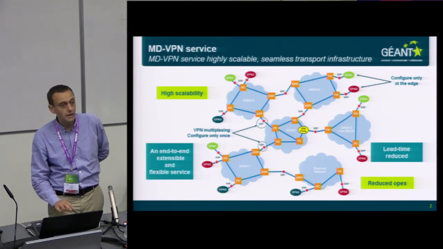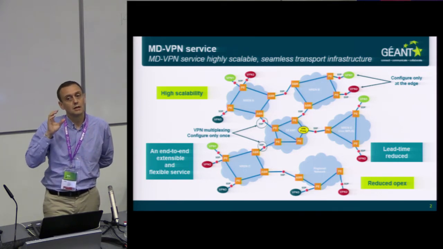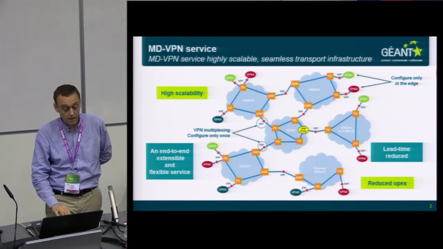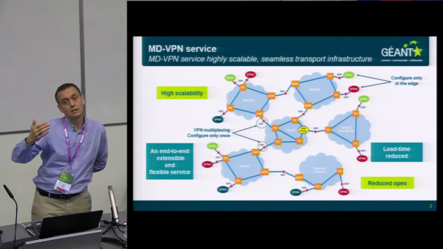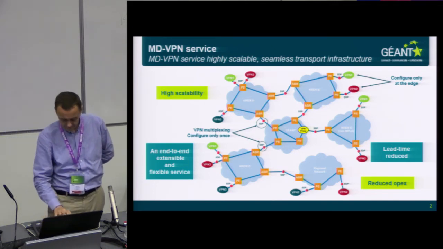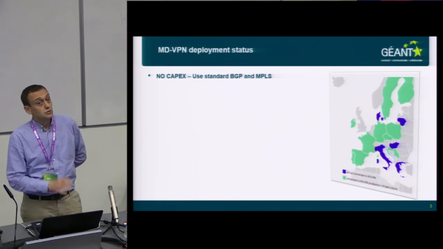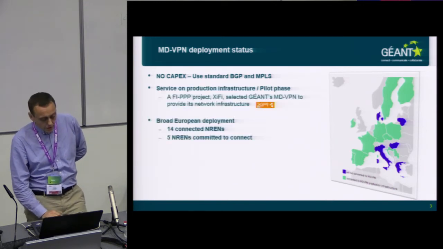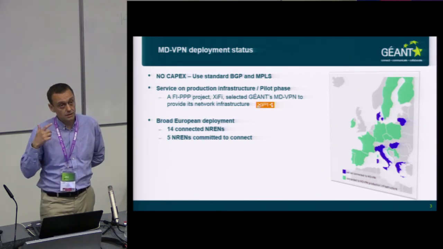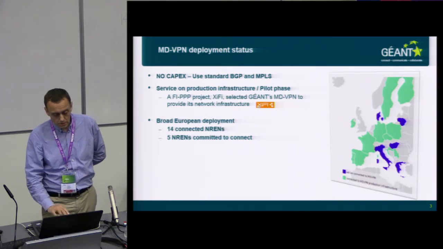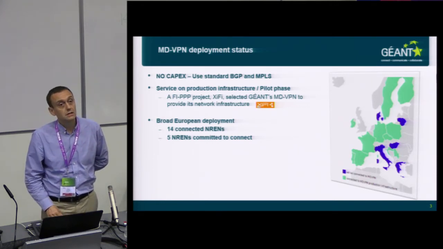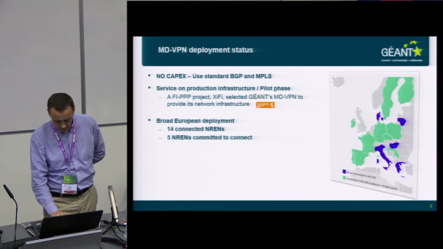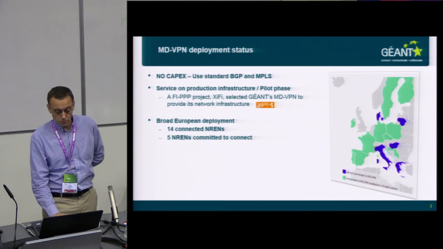And it's very flexible because we are able to connect even sites hosted in NRENs that are not taking part in MDVPN, thanks to a technology called VPN proxy. We are also able to collaborate with external partners like American or ASEAN networks thanks to the VPN proxy. So you don't have any new investment to make because it's mainly built on standard BGP and MPLS. We have a very good take-up because we have now implemented it on our production routers. It's now deployed in 14 NRENs and 5 more NRENs are committed to connect. We have right now a first big research project that is using this infrastructure.